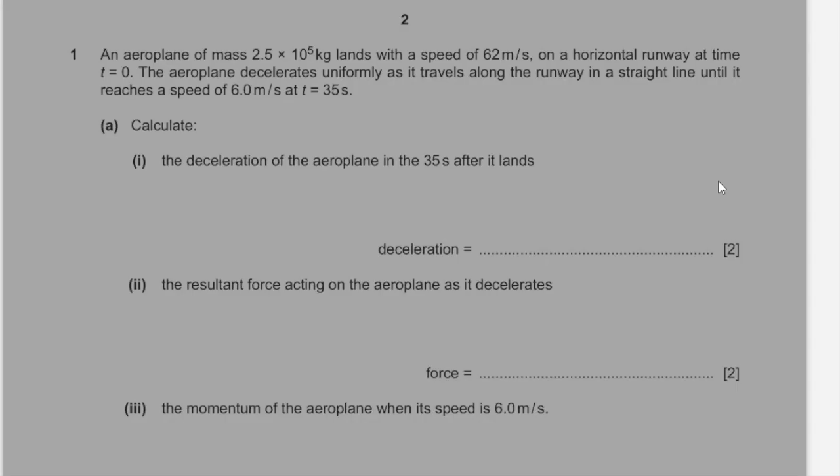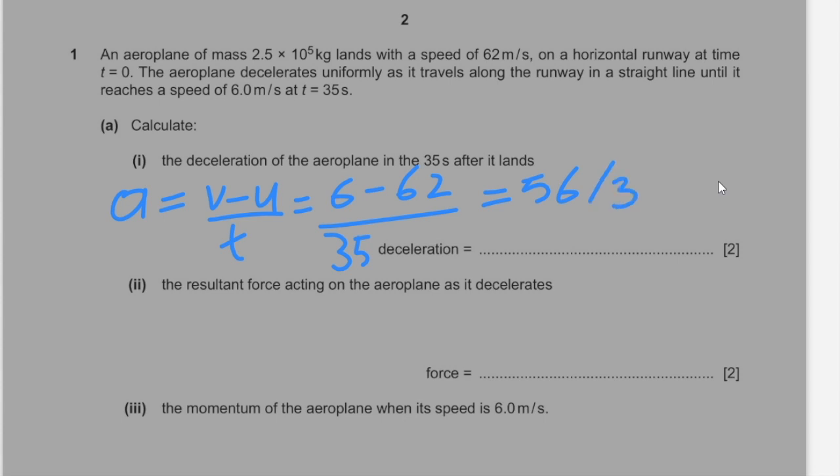Alright. Deceleration is just negative acceleration, so it has the same formula, which is final velocity minus initial velocity divided by the time taken, and that is 6 minus 62 divided by 35, which is equal to 56 divided by 35, and the answer is 1.6 meters per second squared.